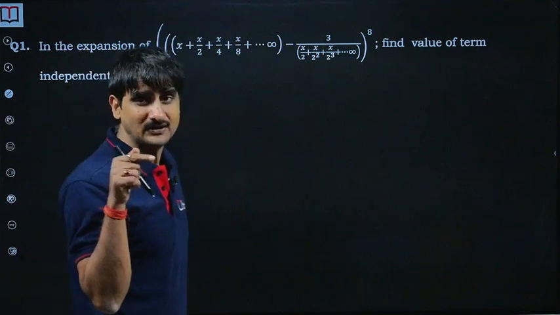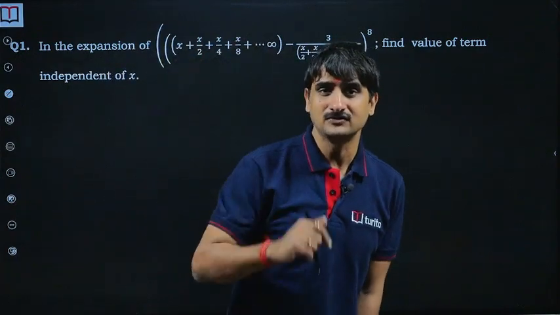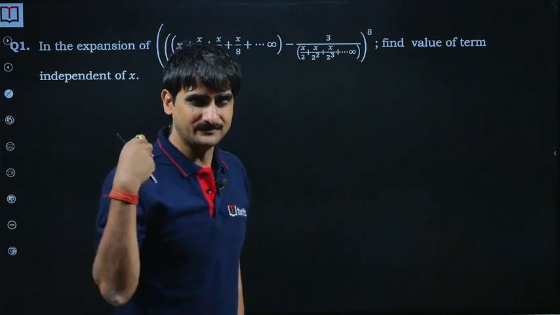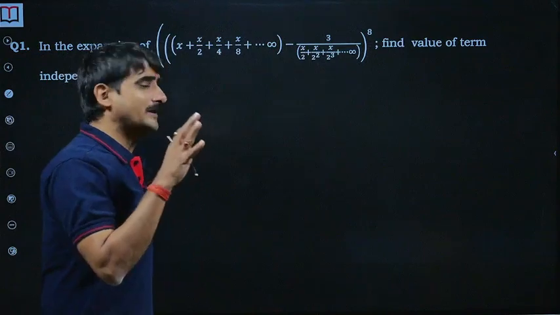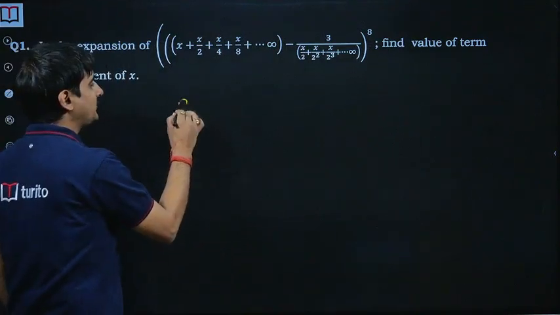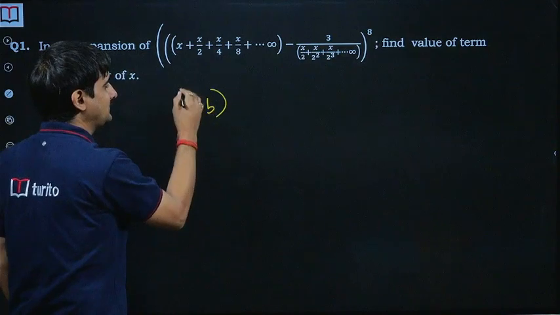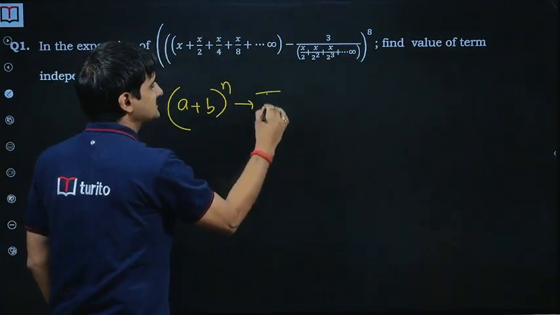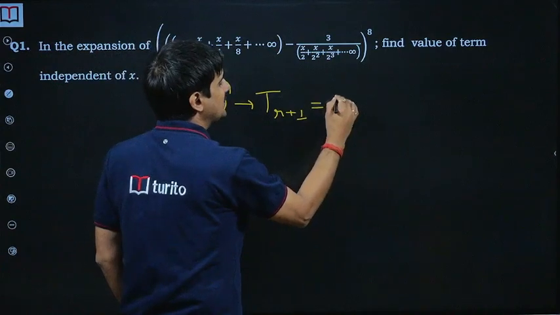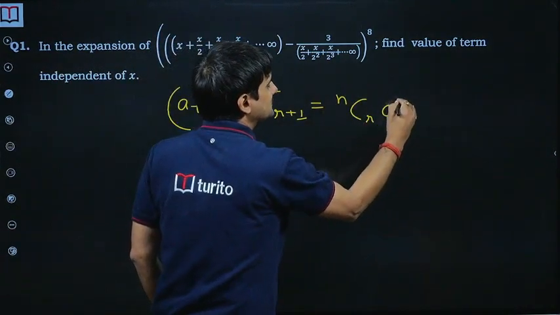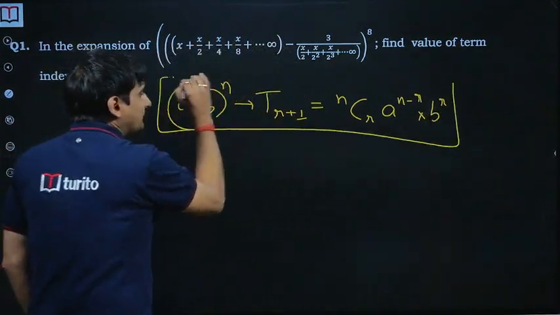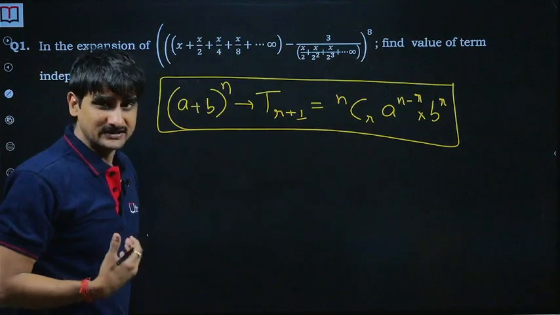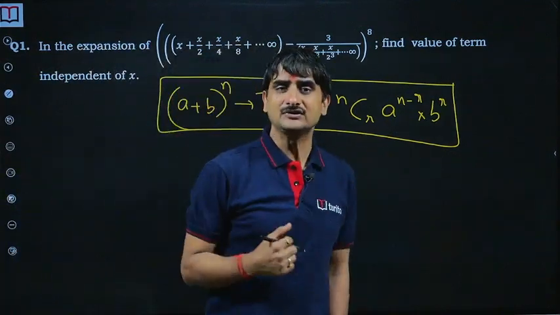I told you in our last short video which we uploaded with the title "most expected questions", that a very important result for binomial expansion is this one, which is the general term of the expansion, which is nCr a raised to the power n minus r into b raised to the power r.